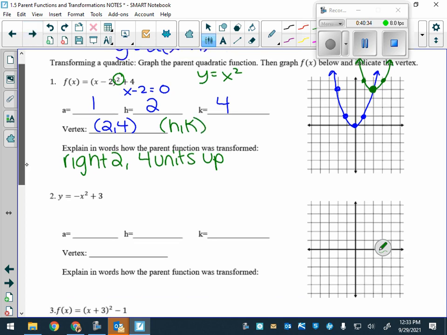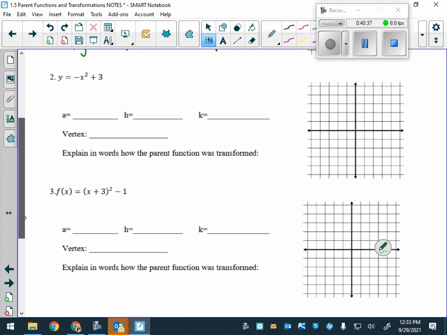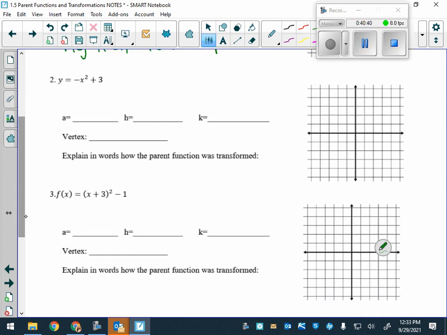Okay? So now, if we look at number 2, what is my a value? Yeah, -1. What is my h value? 0, because there's no parentheses there. What is my k? 3. So therefore, what is my vertex? 0, 3.